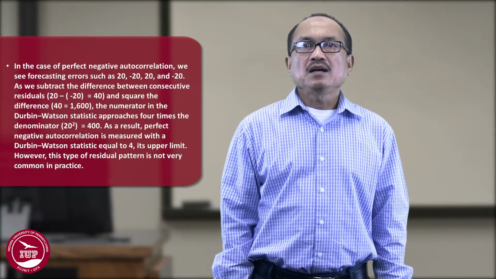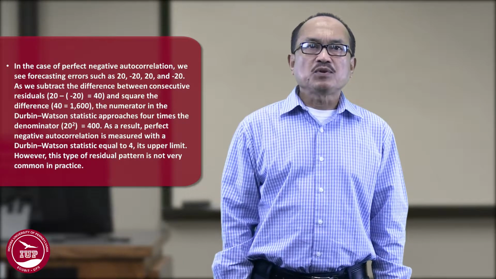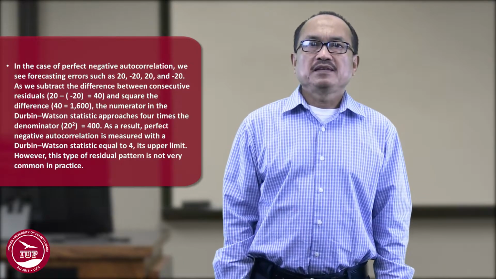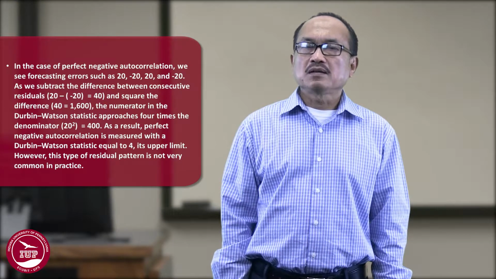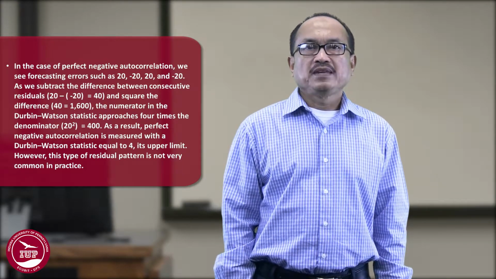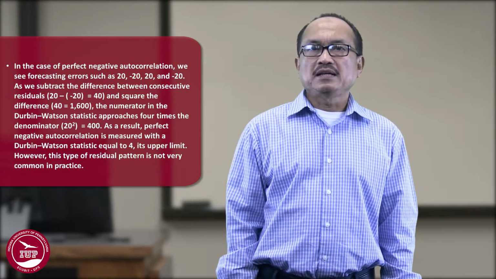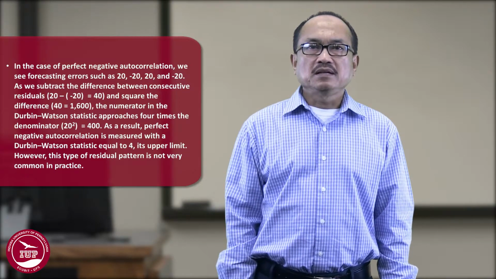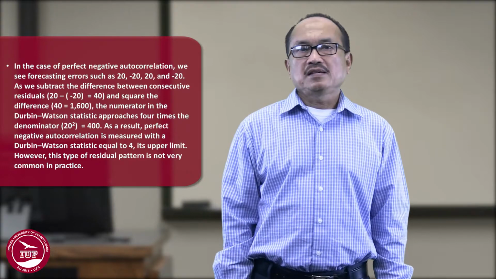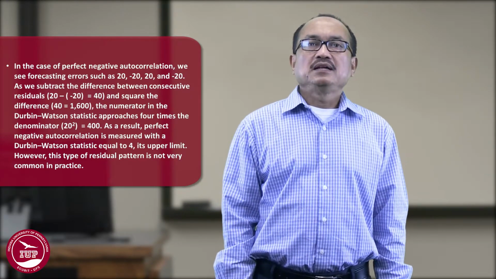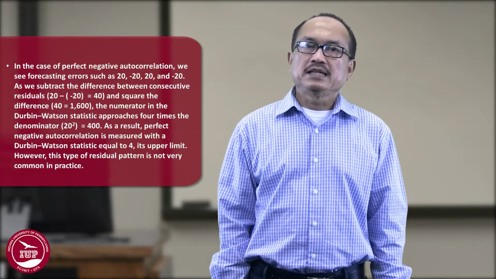The numerator in the Durbin-Watson statistic approaches 4 times the denominator of 20 squared, which equals 400. As a result, perfect negative autocorrelation is measured with a Durbin-Watson statistic equal to 4, its upper limit. However, this type of residual pattern is not very common in practice.